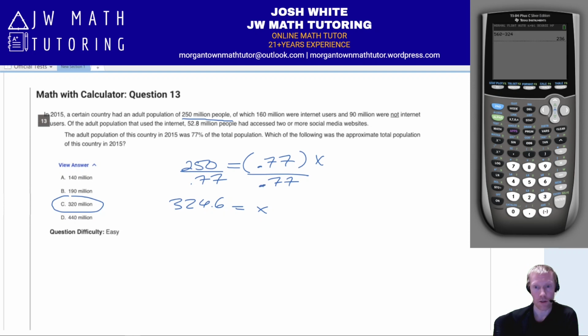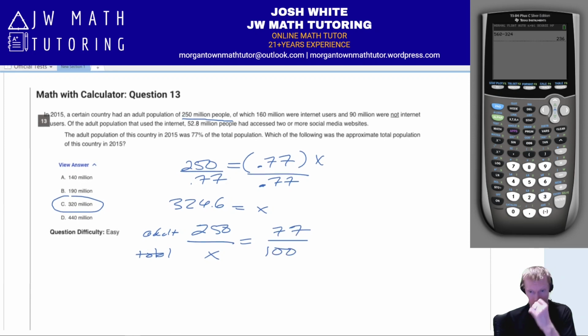An alternate way to do this one would be using proportions. So I would basically set it up as 250 million, which is just adults, out of X, which is the total, is equal to 77% out of 100. And then you just cross multiply, you get 77x equals basically 25,000. And then you divide that and you get the exact same value, 324.6, which rounds to 320 million.